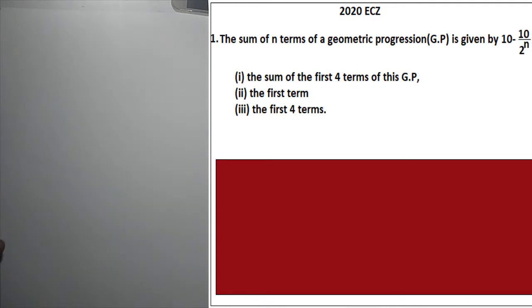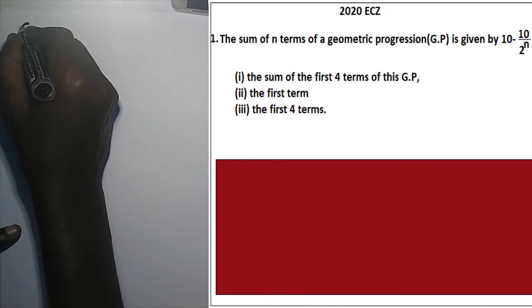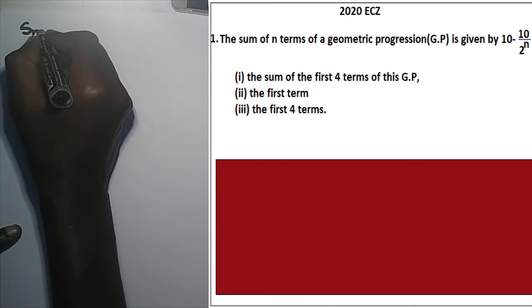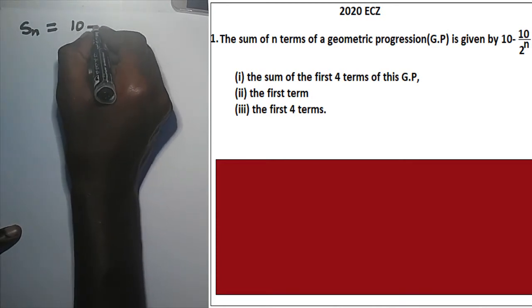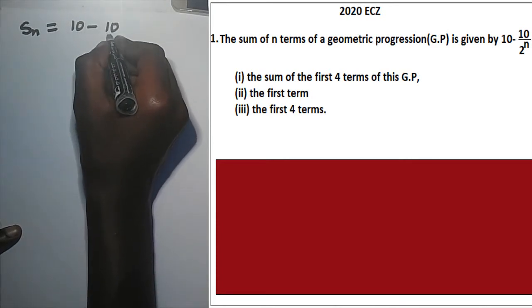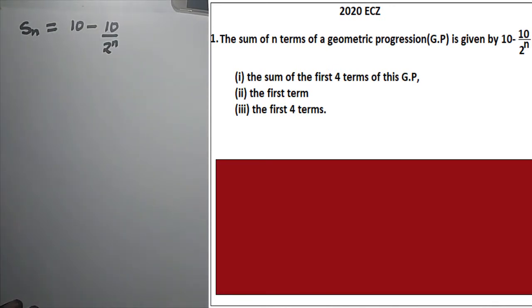So I'll write the formula. The sum is given by 10 minus 10 over 2 to the power n. So this is the formula for the sum that we are given in the question. Now the first question says find the sum of the first 4 terms.